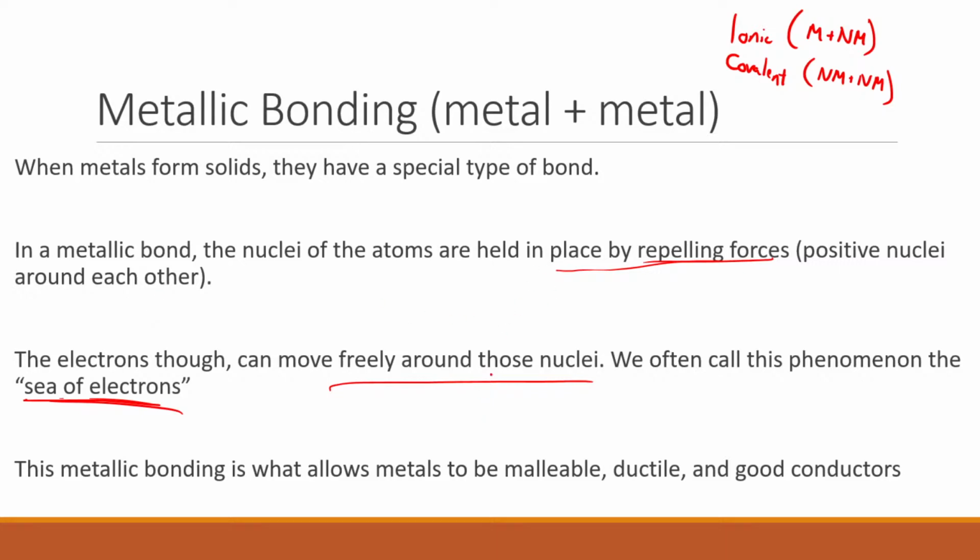Now, this combination of phenomenon here, right, the nuclei held in place by their repelling forces, and the electrons moving wherever they want or wherever they are needed, is what allows metals to be metals. What allows them to be a good conductor. It's what allows them to be hammered into different shapes and bent around and turned into wires and made into everything that they are used for. Let's take a look at what this actually looks like.